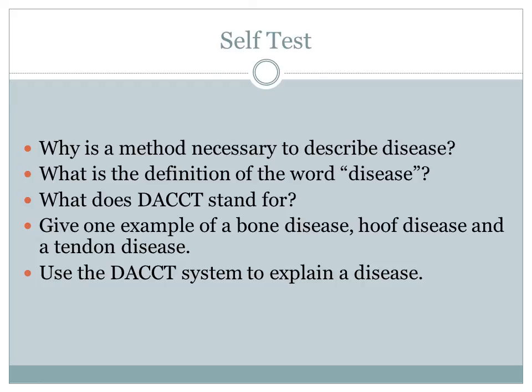So now we're on to the self-test part. Why is a method necessary to describe disease? What is the definition of the word disease? What does DACCT, D-A-C-C-T, stand for? Give one example of a bone disease, hoof disease, and a tendon disease. Use the DACCT system to explain a disease.